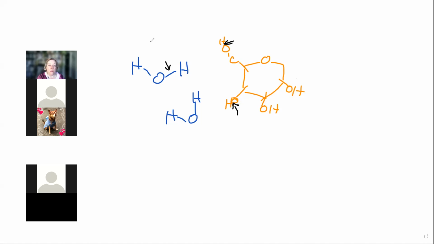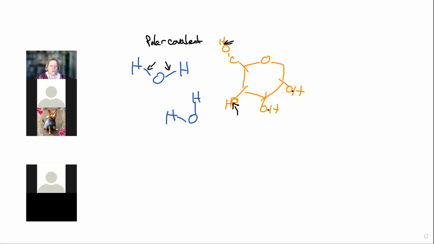These are all polar covalent bonds. Okay. And they hold the molecule together. They hold the hydrogen to the oxygen. Okay. So let's go ahead and put these bonds here just really little. Okay. So those are polar covalent bonds. The oxygen and the hydrogen are sharing electrons.